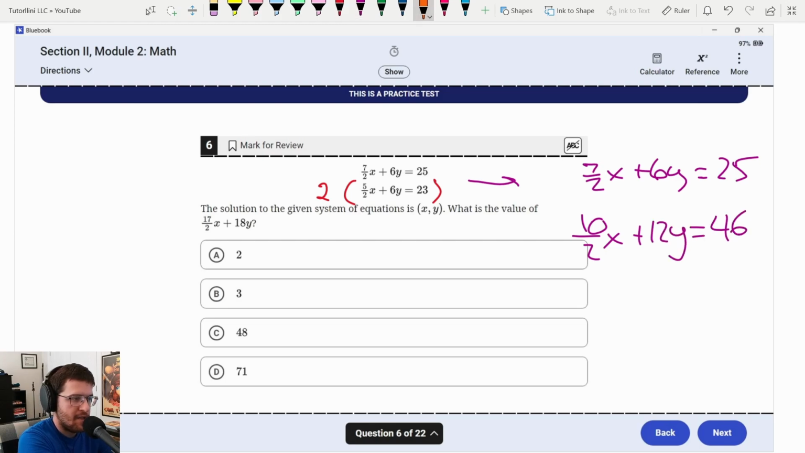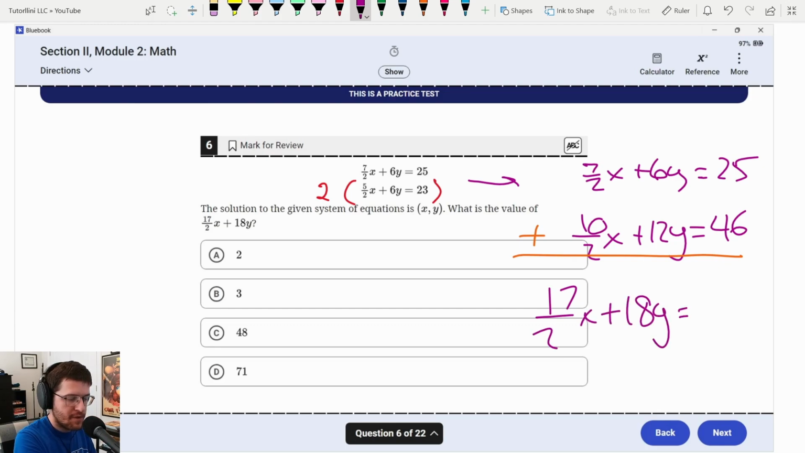Now I can add these two equations, and I will get 7 halves x plus 10 halves x. That's 17 halves x plus 18y equals 25 plus 46, whatever that is. That is 71, which is the answer. I believe we can also do this one entirely on Desmos, so let's go do that.